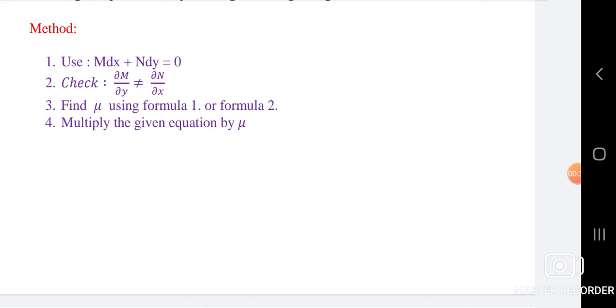Checking the given equation for exactness. Surely this will not be equal. Then we will find the integrating factor mu. Already we have seen 2 formulas, so we can use one of the formulas, 1 or 2. Then we have to multiply the integrating factor mu to the given equation.